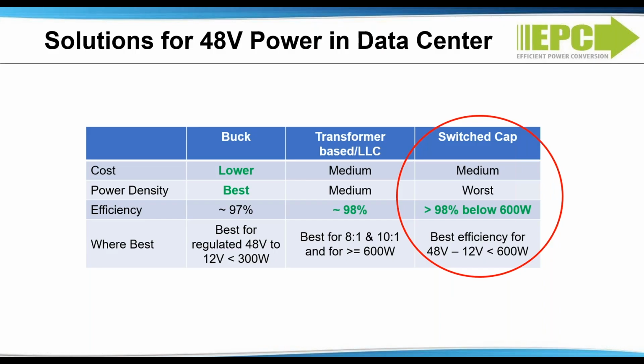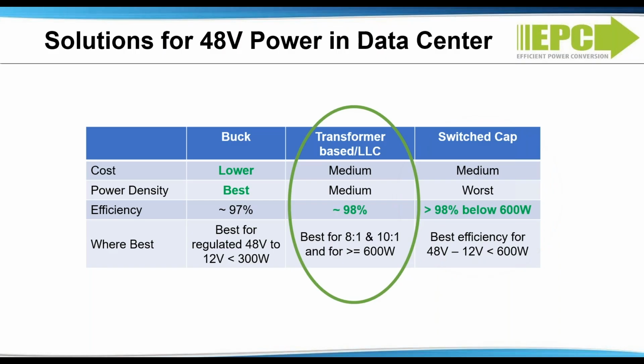greater than 600 watts. The LLC offers the best efficiency for over 600 watt applications for both 48 volt to 12 and 48 volt to 6 volt applications, and it's the best topology for V in to V out ratios of 8:1 or 10:1.